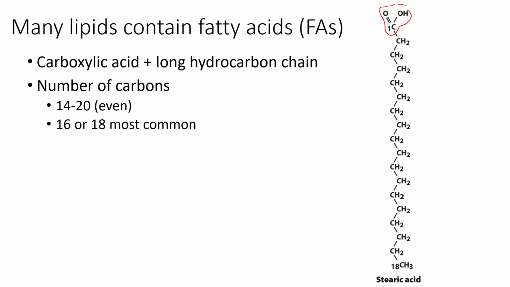Biologically, fatty acids tend to have even numbers of carbons, generally from 14 to 20, with 16 or 18 carbons being the most common ones that we see, particularly in biological membranes. Part of the reason for this is that when lipids are being synthesized biologically, they are built in pairs of 2 carbons at a time. So that's why we end up with these even numbers of carbons in fatty acid molecules.